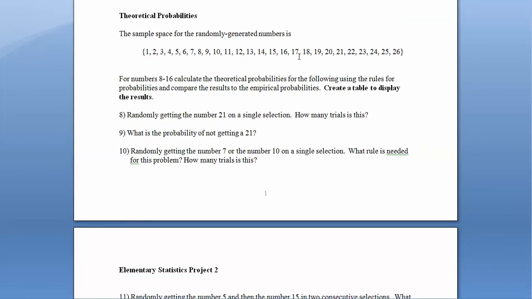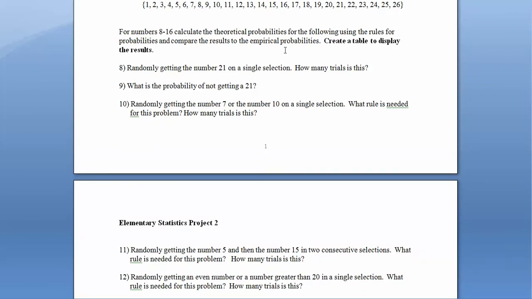Now the second part of this is more like a probabilist, where we're going to use theoretical probabilities. So here's our sample space. Every time you hit that button on the calculator, one of these numbers is going to come up. 1 through 26, okay? So we use that idea now to answer these questions. So what's the odds that we're going to get a 21? Now, based on this sample space, well, there's 1 21 out of the 26 numbers that are up there. So it would be 1 out of 26.